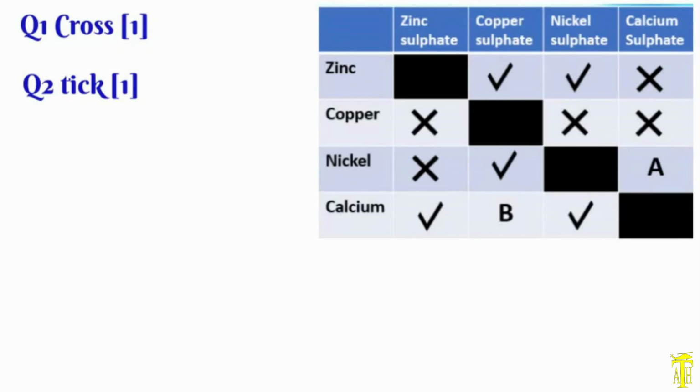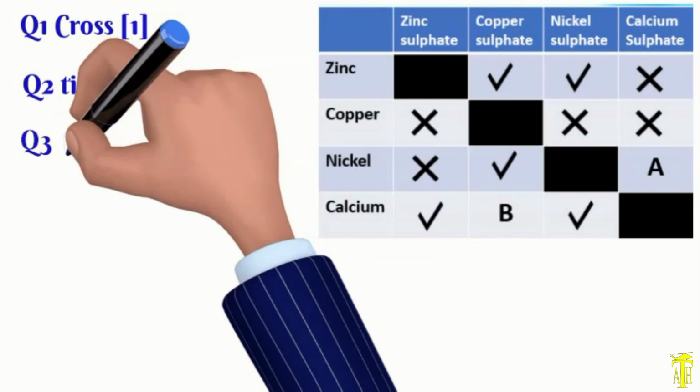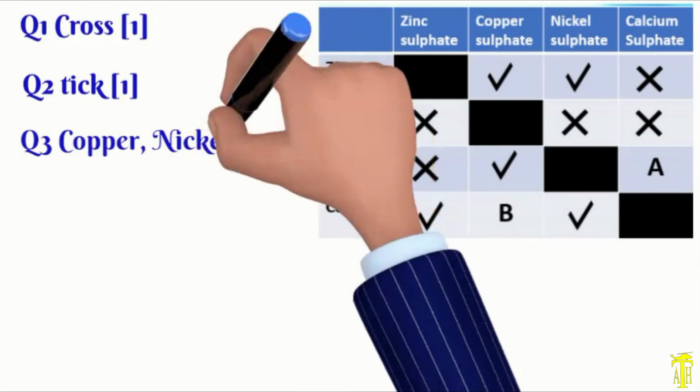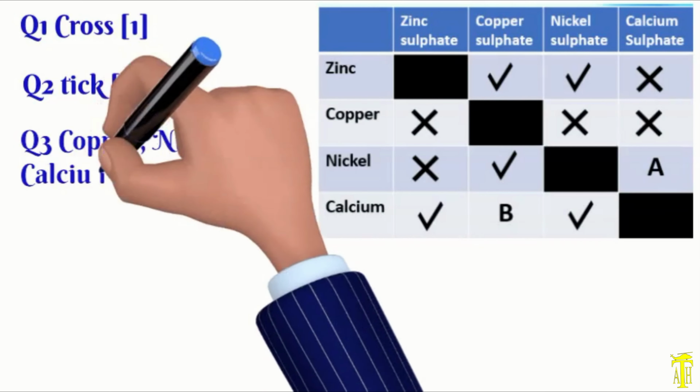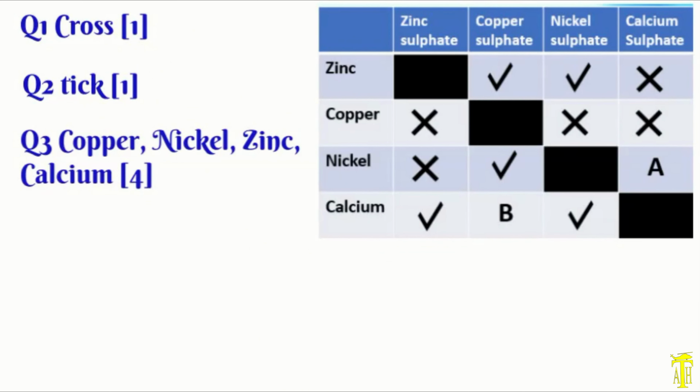Question 3 asks us to put the 4 metals in increasing reactivity. So copper is first because that has the least reactivity because it lost all of its 3 reactions. Nickel then comes next, then zinc and then calcium, which won all of theirs. I put in 4 marks there, 1 for each of those. If you got those 4 in the right order but you did it decreasing instead of increasing because you didn't read the question, then give yourself 3 instead of 4 for that. It is important to read the question carefully.